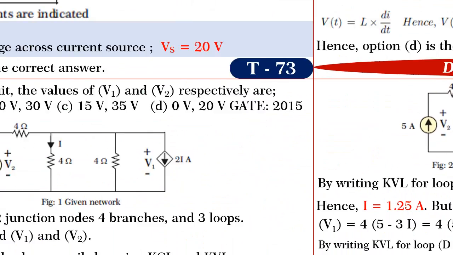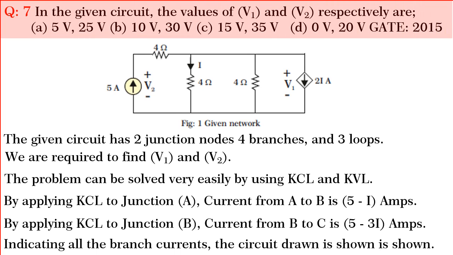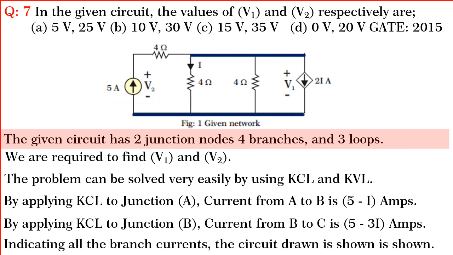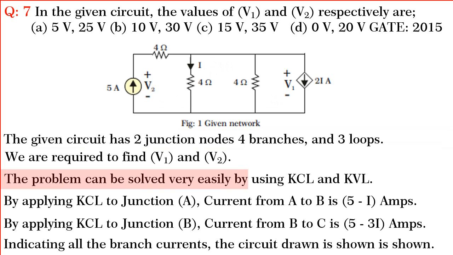Friends, finally, we shall solve GATE question of 2015. In this question, we are required to find the values of V1 and V2 respectively. Note, V1 is the voltage across 2I ampere current controlled current source and V2 is the voltage across 5 ampere current source. The given circuit has 2 junction nodes, 4 branches and 3 loops. The problem can be solved very easily by using KCL and KVL.